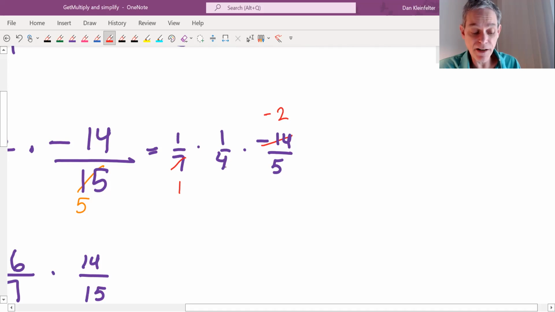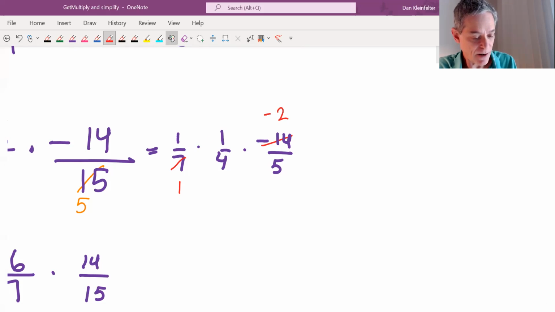But wait, there's a negative 2 and a 4. If you didn't see that, that's okay. I didn't see it at first, to be honest. If you didn't see it at first, you'll see it in the next step, okay? So as long as you get it by the time we get to the end. But in fact, yeah, let's go ahead and just take it out right now.